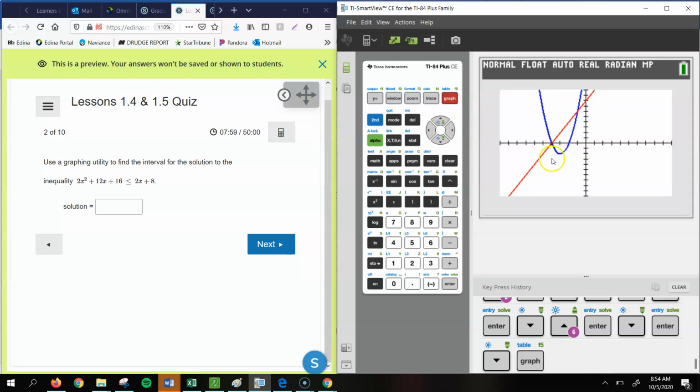Okay, so this would go from -4 to -1. And then we've got to figure out, are -4 and -1 included? The fact that it's less than or equal to means that they would be included. So I'm going to have a bracket here, and then we'd have -4, and then we'd have to -1, and then we'd close it off with another bracket. So that's how you write your answer for that one.